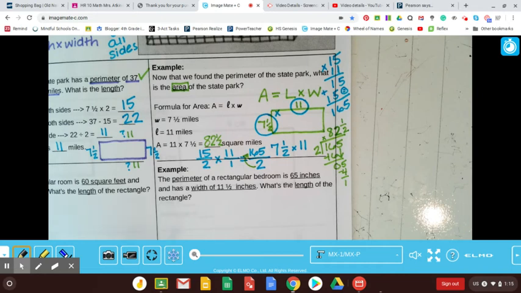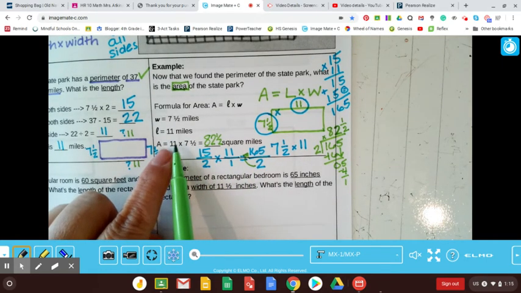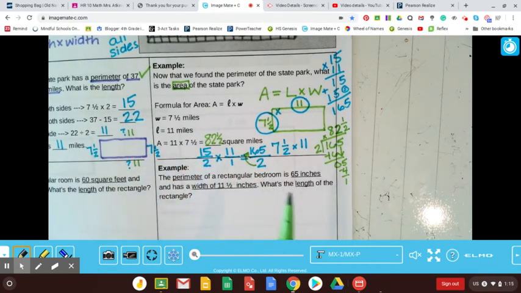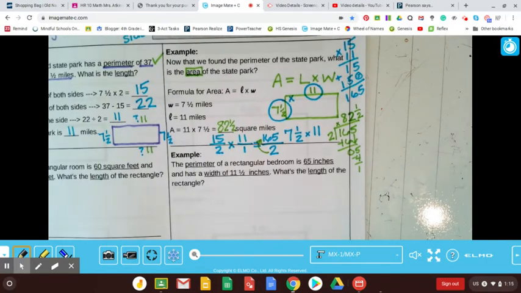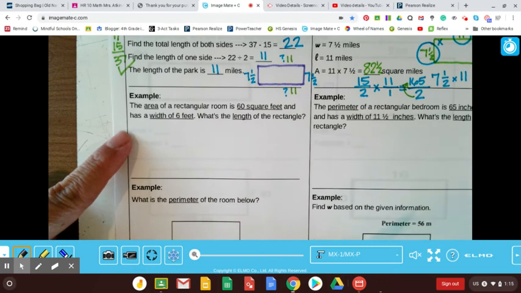And we could always maybe use a model or use a different way, like distributive method if you want to. You could do 7 times 11 would be 77, and then a half times 11, and then add that up to get your answer as well. Okay, just to check yourself. Okay, let's move over to some other examples.